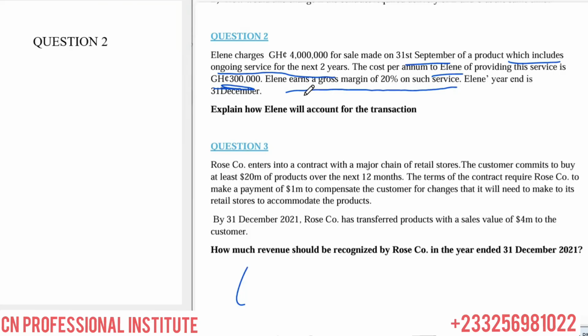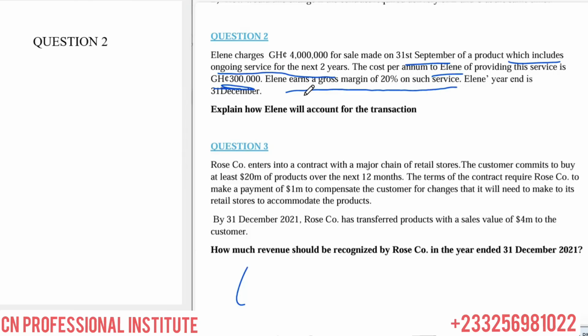So in this question, we have 2 performance obligations: the sale of the good and then the ongoing service. So we have to split it. Look at the revenue that relates to the sale and then the revenue that relates to the ongoing service. The service, we've been given the cost of the service. So we have to get the standalone selling price.